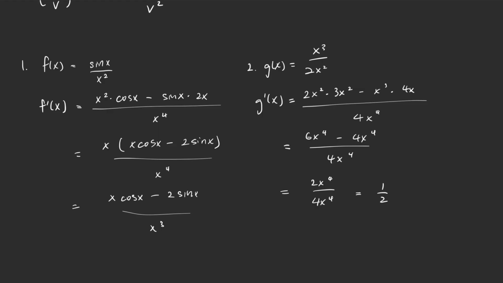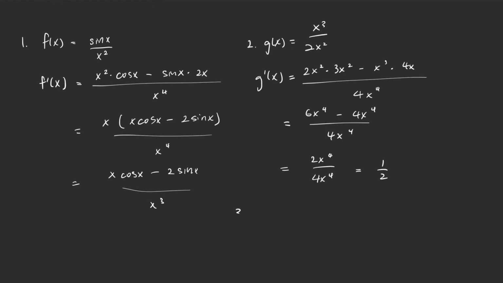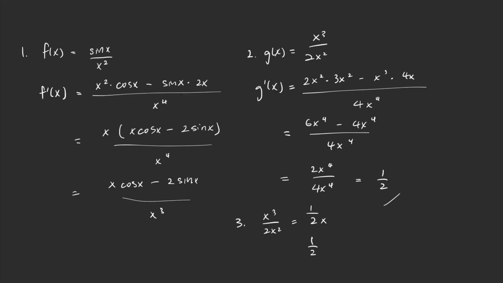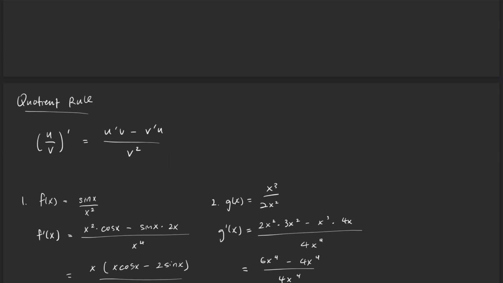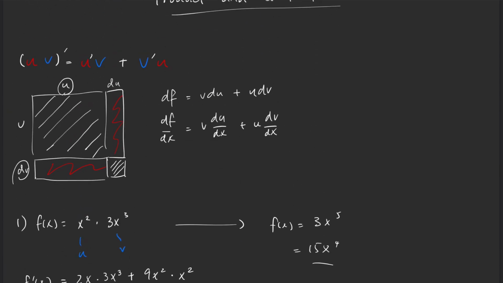Okay, let's check this with the power rule. x cubed over 2x squared is equivalent to half x. So we know that the derivative is just half. So we know that the quotient rule is also correct now. And these are two more powerful rules that you can add into your arsenal when you're taking derivatives.